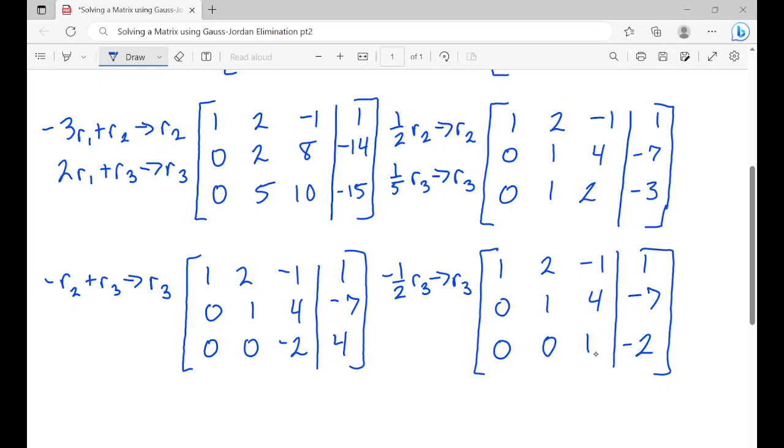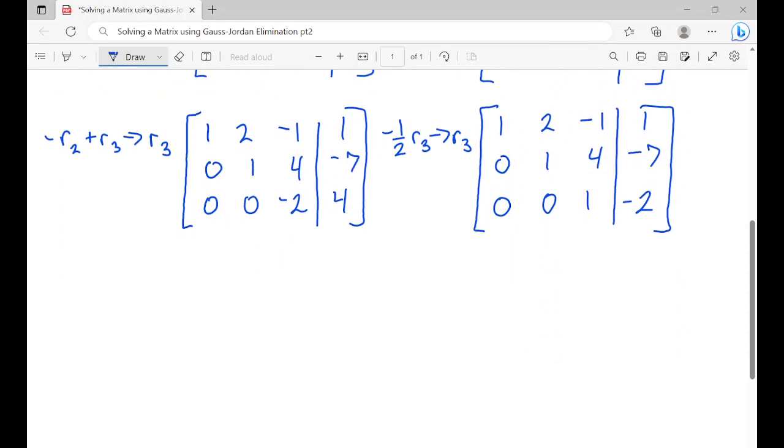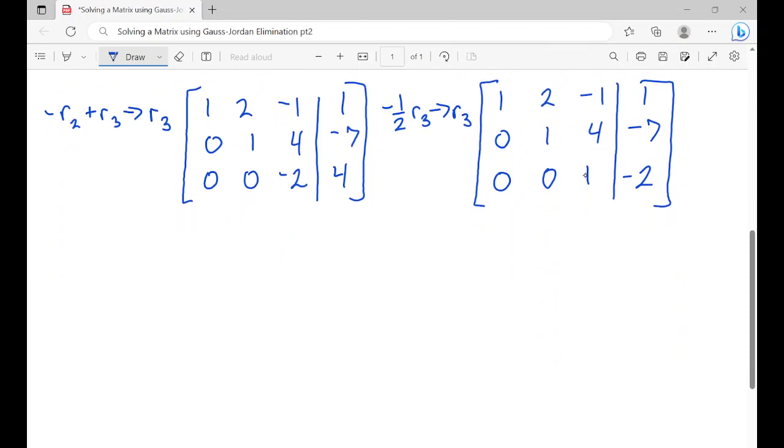I got my diagonal of 1s, but now I need to make everything above it zeros. So I need to make this a 0 and this a 0. So I'm going to do 2 steps at once. I'm going to multiply this by a negative 4 to add to 4 to give me a 0. And then I'm just going to add this to row 1 to make that a 0 as well. So 2 steps again. So negative 4 row 3 plus row 2 for a new row 2. And then row 3 plus row 1 for a new row 1.